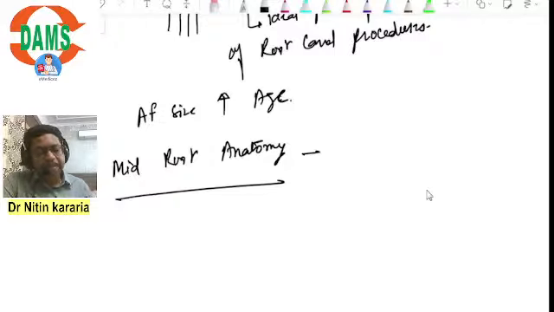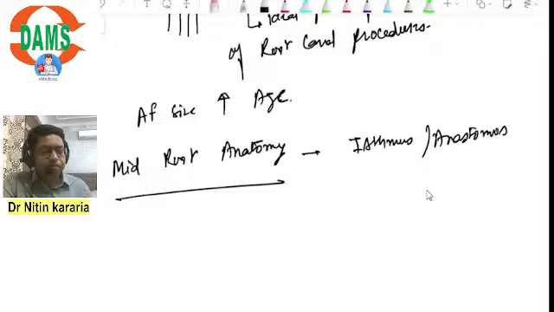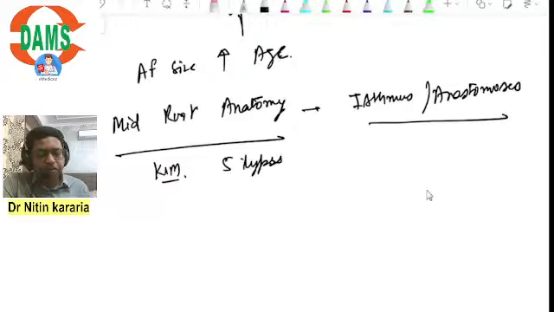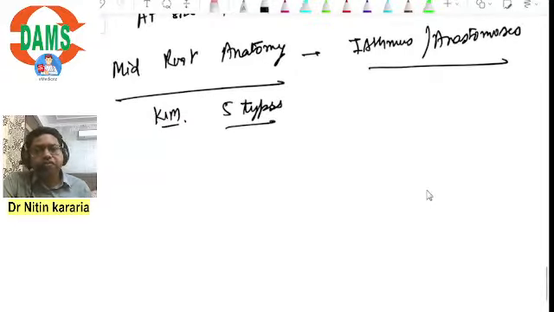Midroot anatomy has an important anatomical feature called isthmus, which is also called anastomosis. Isthmus or anastomosis. Okay, they are connections between the two canals which exist in the midroot area. They were classified by Kim into 5 types. They also give you questions whether it is figure based or simply theoretical questions.